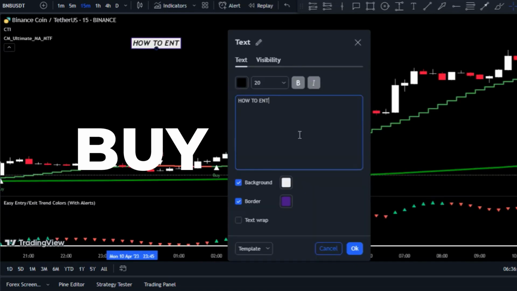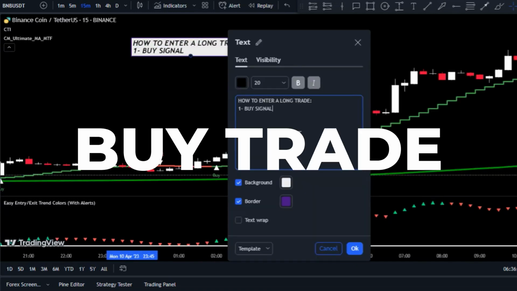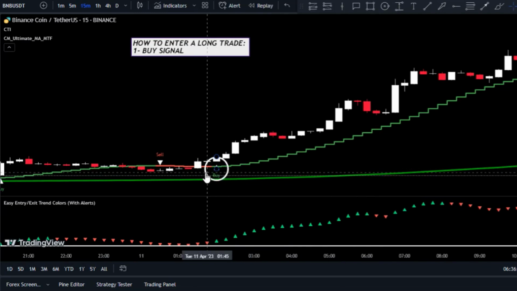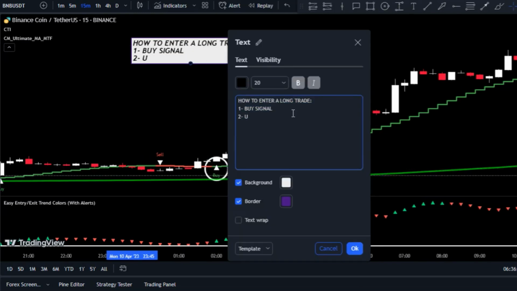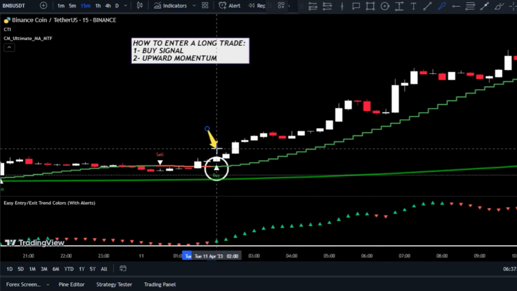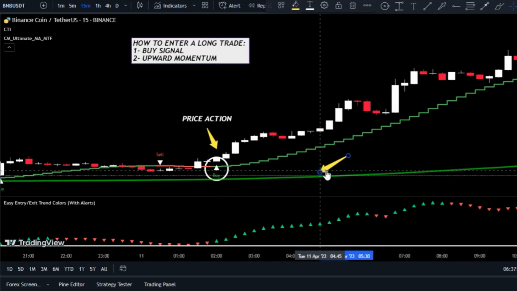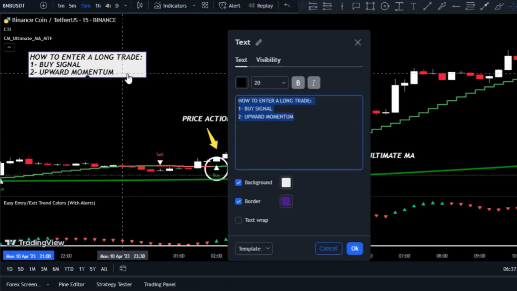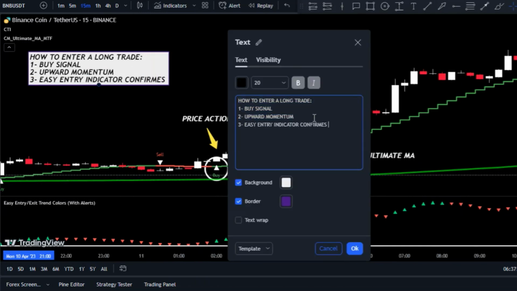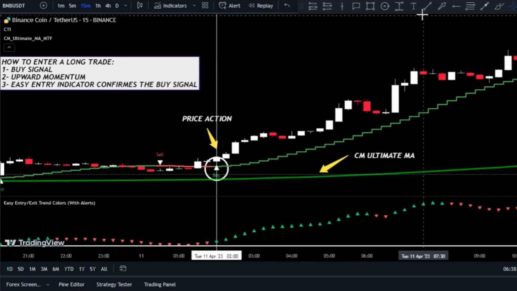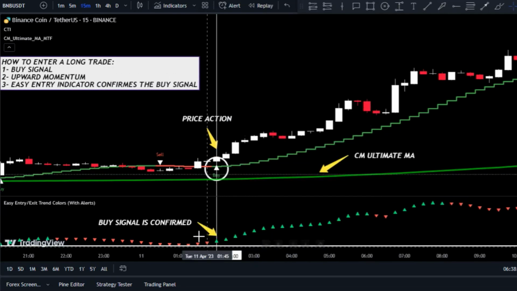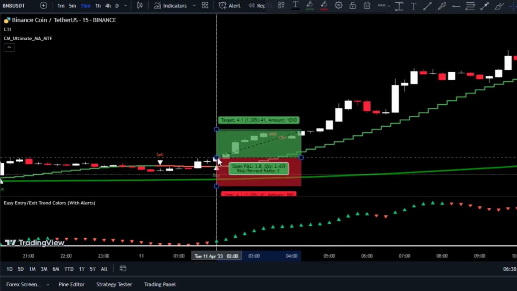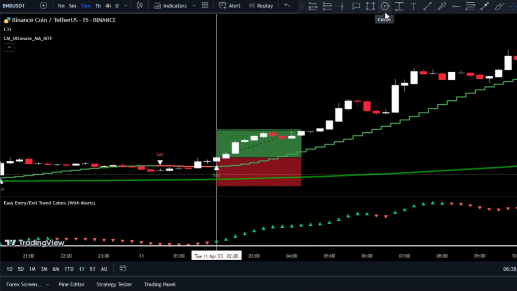So you're only allowed to enter a buy trade when a buy signal has been issued by the CTI indicator. And for more confirmation, you should check that the market momentum is bullish, meaning the price action should be above the green Ultimate Moving Average. And finally, green triangles should be present in the oscillator and they also should be above the zero line. In this case, you can enter the trade at the close price of the signal candle.